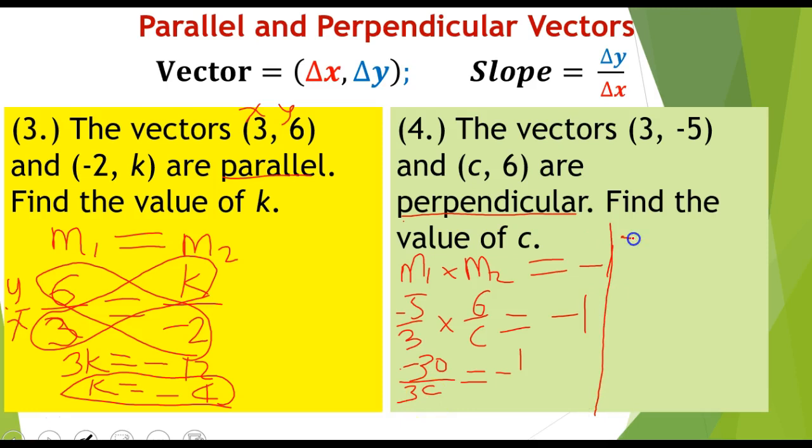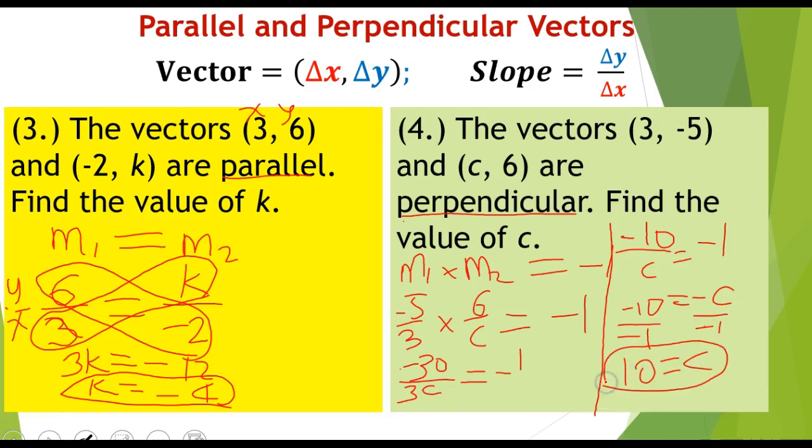If we divide by 3, we are going to get negative 10 over c equals negative 1. And now we can multiply both sides by c, and that will give us negative 10 equals negative c. Divide both sides by negative 1, then we get 10 is equal to c. So c is 10. That's the number we are looking for.